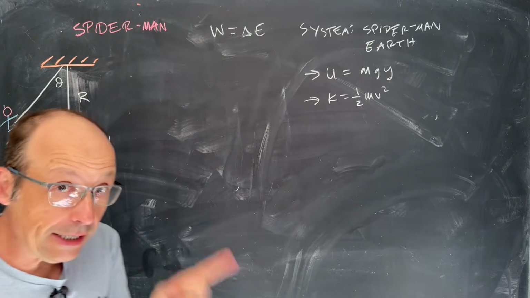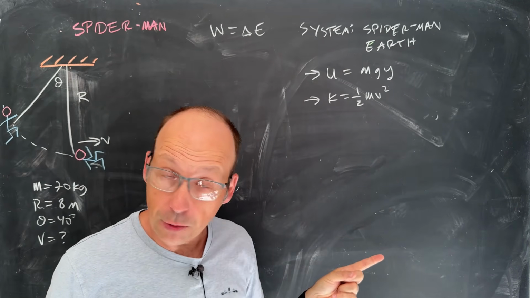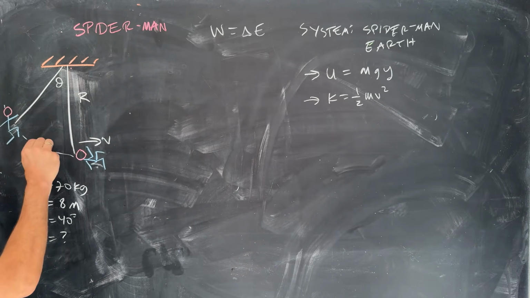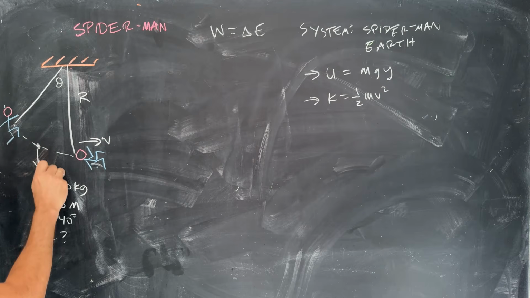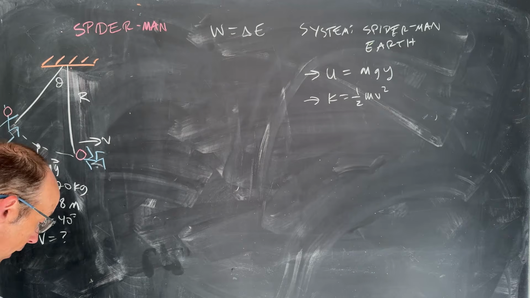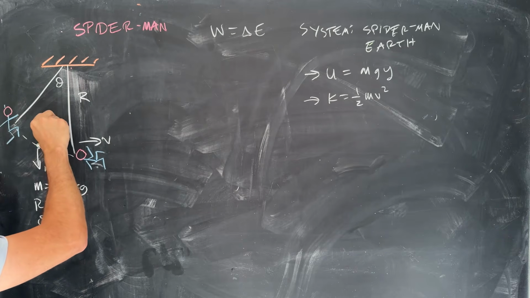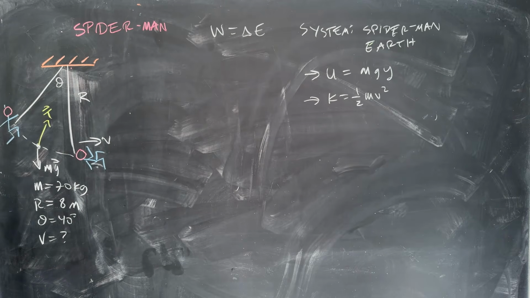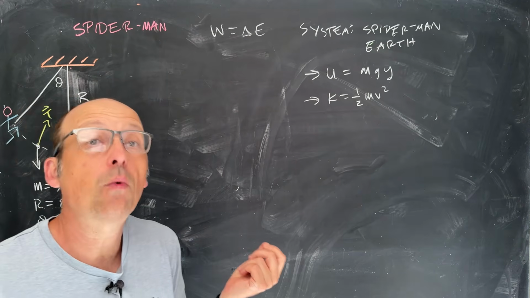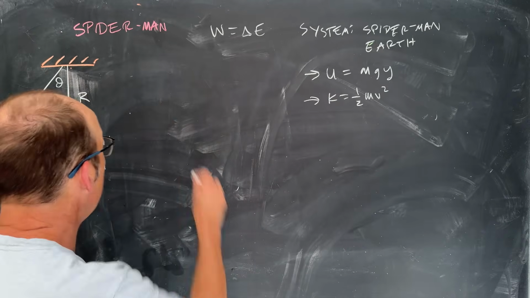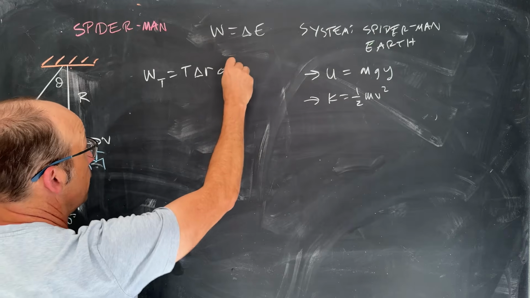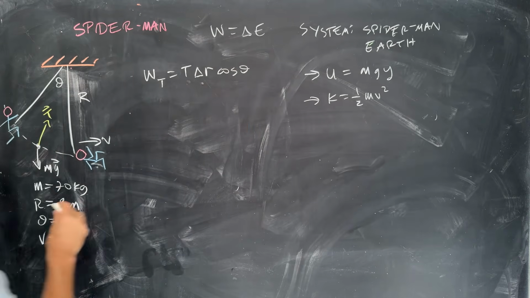Now, there is an external interaction that we didn't include in our system. Because as Spider-Man moves down, say he's right here, there is the gravitational force pulling down. We know about that. But there's also, I'll put it in yellow, a tension from the web. Now you'll notice, do we need to do work done by the tension? Yeah, we do. So let's calculate the work done by the tension. It's going to be the tension times the displacement times the cosine of the angle between the tension and the displacement.